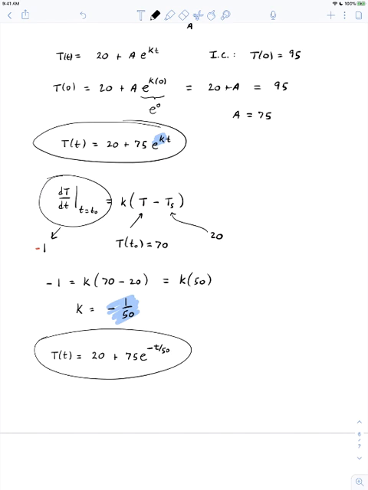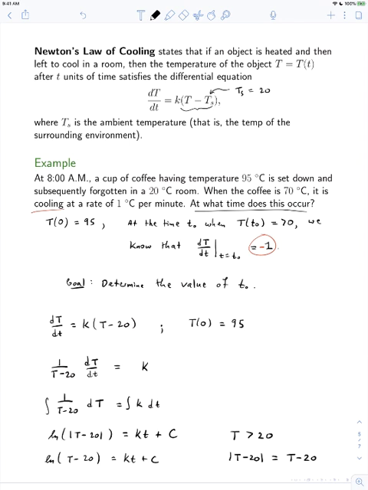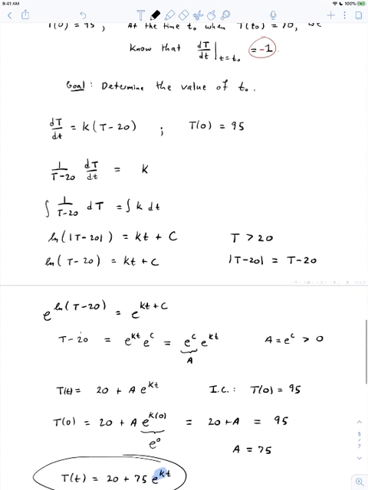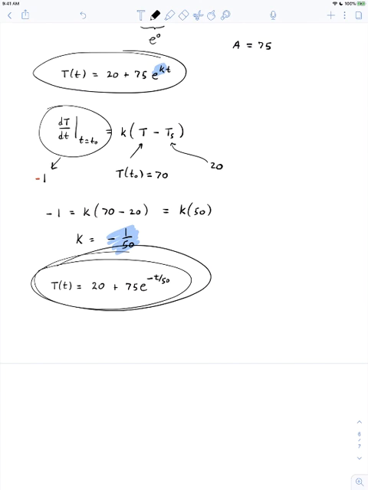So now we found a formula for the temperature in degrees Celsius for t units of time after this mug has been abandoned or forgotten. Now what we're actually asked to find is not necessarily the temperature, but at what time is it that the coffee is 70 degrees Celsius? That's what we're actually being asked to find. But now we can find that by simply setting this equation equal to 70 and solving for t.